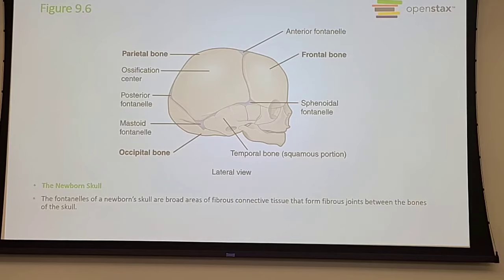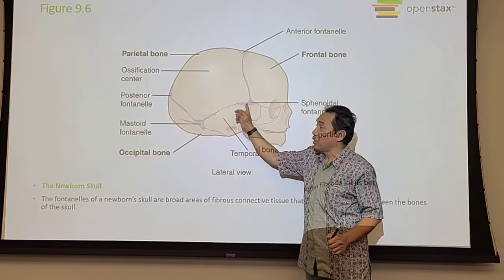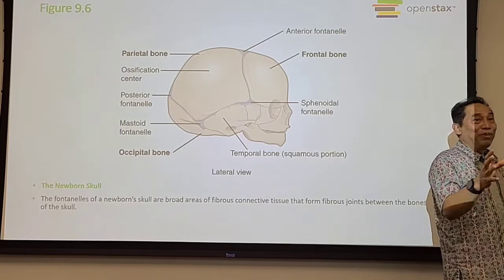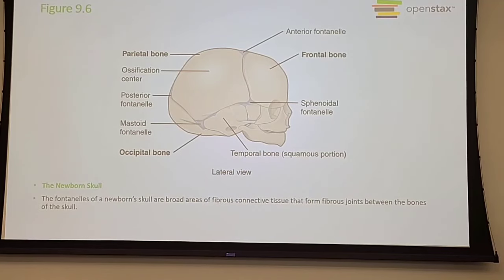This is just showing us a baby skull, okay? When they are born, they still actually have a soft spot. It's called the fontanelle, right? So if you have a baby, I used to have a baby. And yes, when I touched his head, there are some spots that are really, really soft. Well, we don't want to squeeze it. If you squeeze it, they might have problems.